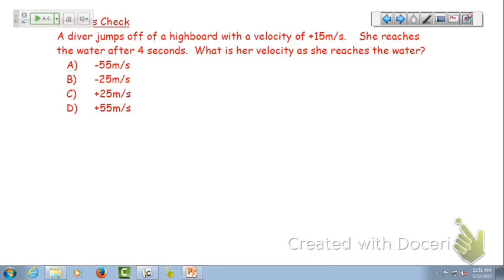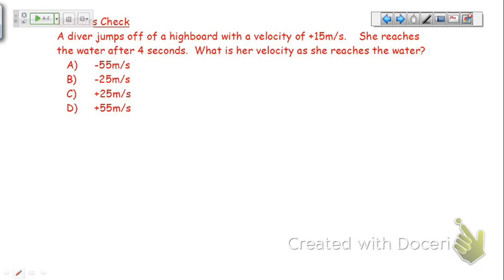So we have a diver jumps off a high board with a velocity. Okay, it doesn't matter. Goes like that. And this upwards velocity is plus 15 meters per second. She reaches the water. Delta t equals 4 seconds. With what velocity does she reach the water? So we want our VF.